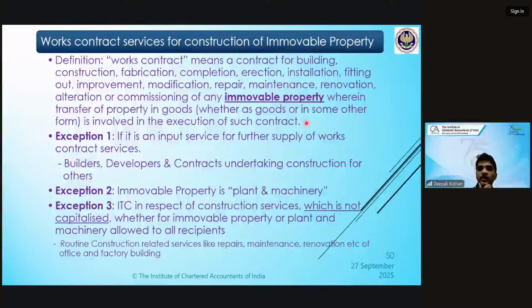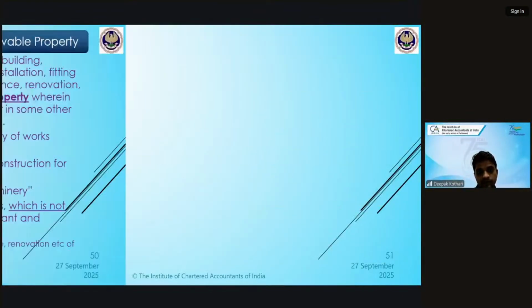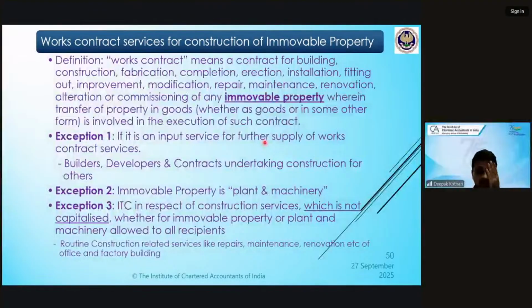Okay, who can claim the credit? We will see that. But generally works contract के ऊपर जो भी हम पैसा देते हैं टू अ डेवलपर फॉर अ डेवलपिंग माई हाउस, उसके ऊपर क्रेडिट नहीं मिलेगा. ओके, बट डेवलपमेंट ऑफ फैक्ट्री बिल्डिंग, उसके ऊपर भी क्रेडिट नहीं मिलेगा. Okay, but before that, there are a lot of things to understand.